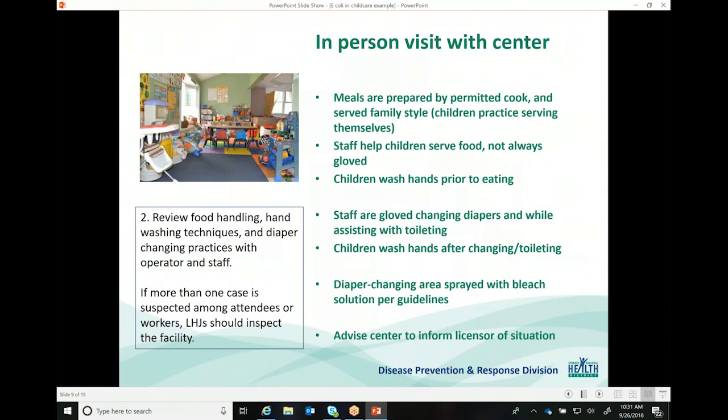And you'll want to stress hand washing in all of the situations that are listed in the guidelines for both staff and children. And you'll also want to advise the center director to inform her licensor of the situation. If you're dealing with an unlicensed child care facility, it might be wise to inform the Department of Children, Youth, and Families who have jurisdiction over licensing. The health department itself does not have jurisdiction over licensing of this kind of setting, but that other entity does, and it's important to work closely with them.